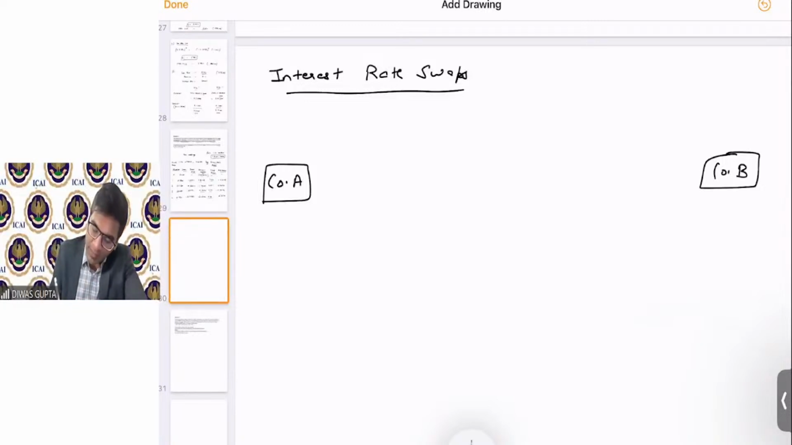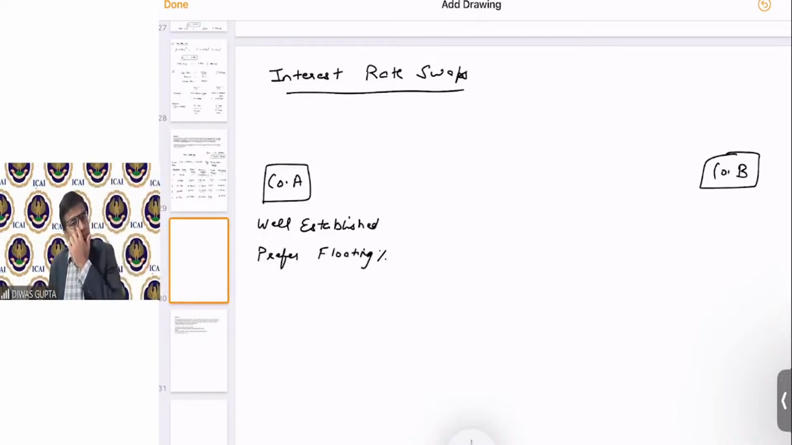So company A is actually a well-established company and their preference is floating percentage. Similarly, company B is a very new company and hence they prefer fixed percentage. They prefer a fixed percentage, students.